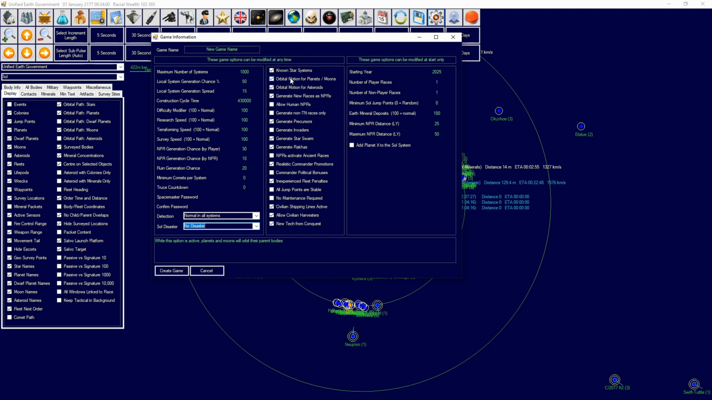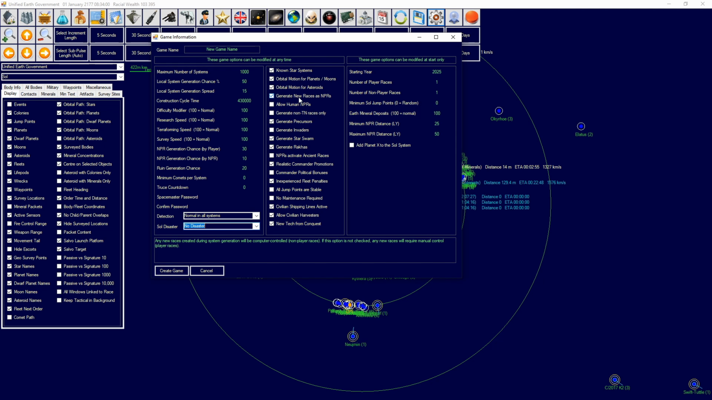Orbital motion, basically it will simulate the motion of planets and asteroids around the bodies that they're orbiting around. Turn this off if you want better performance, but it's C++, so you don't really need to.